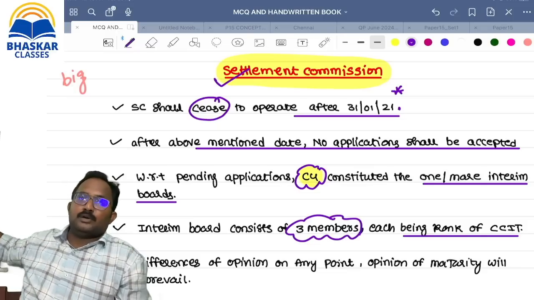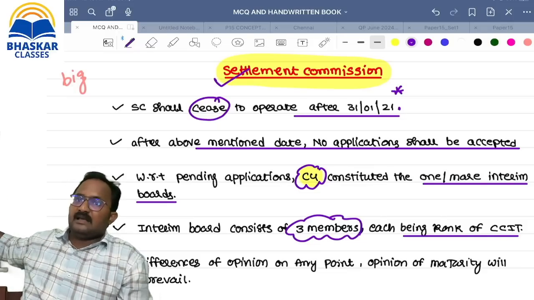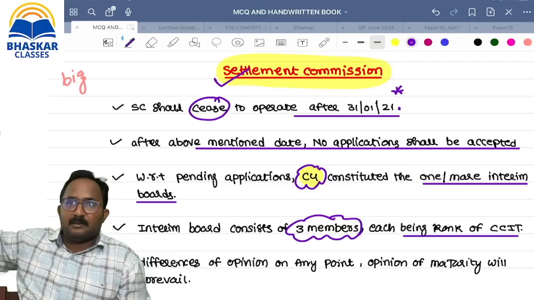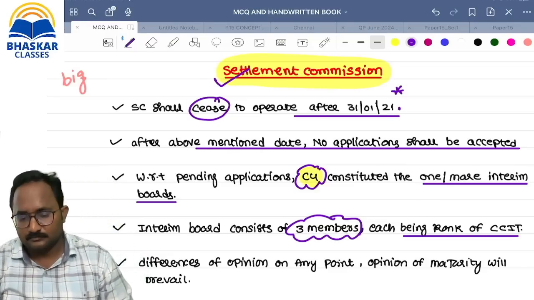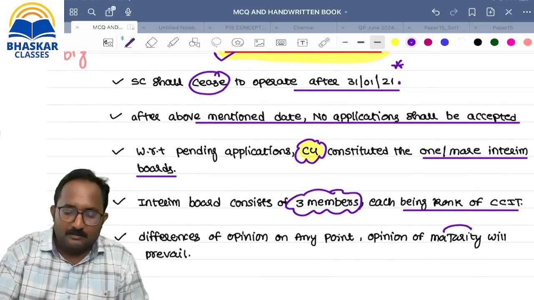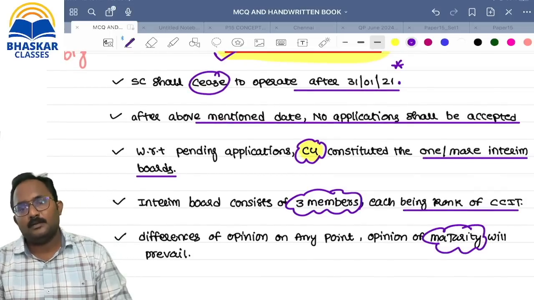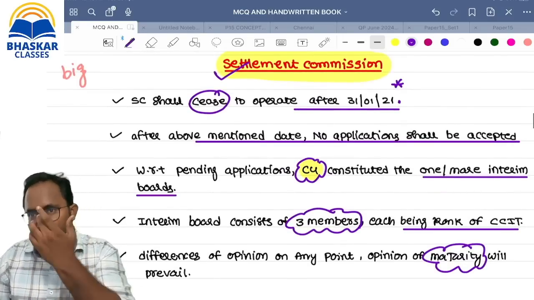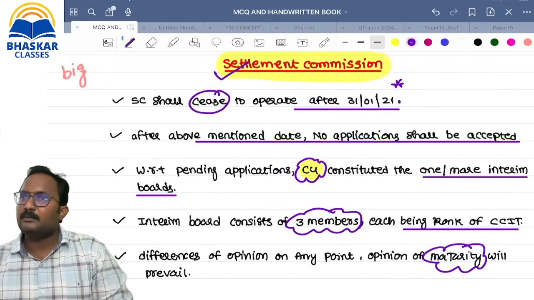In every interim board, who can become a member, ma? Any person having the rank of Chief Commissioner of Income Tax can become a member. How many members are there, ma? 3 members are there. If there are differences of opinion among the members, which one will prevail, ma? Majority opinion shall prevail. These are the only points given in your study material with respect to the Settlement Commission.